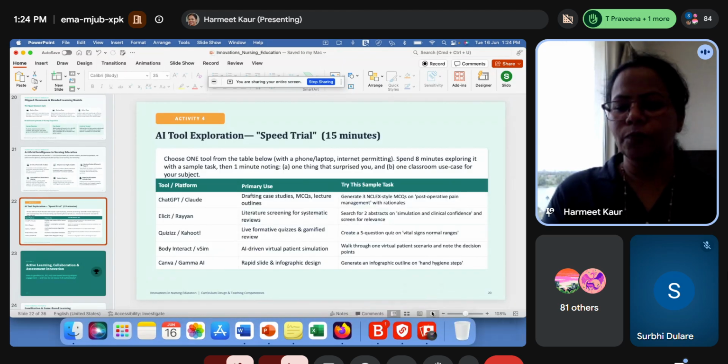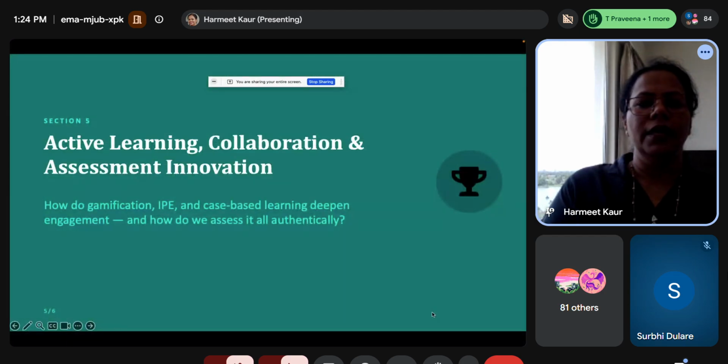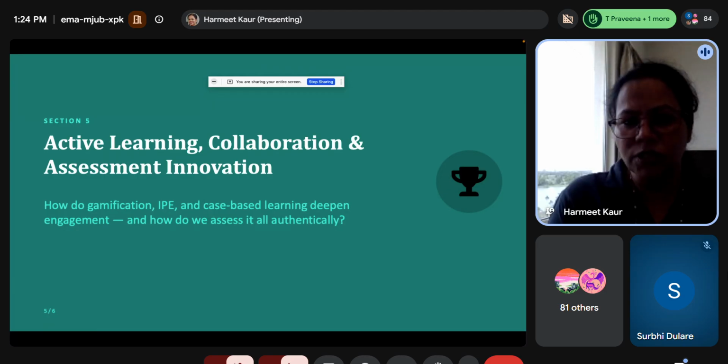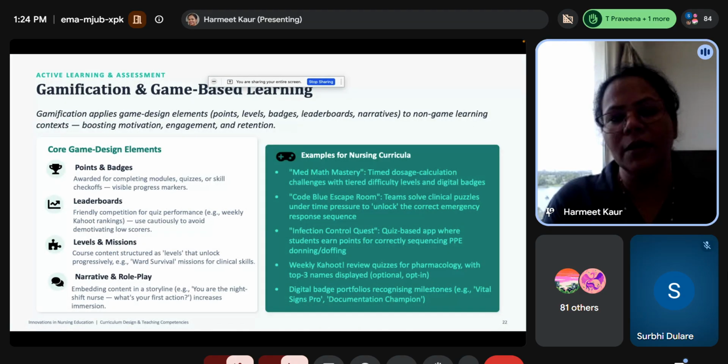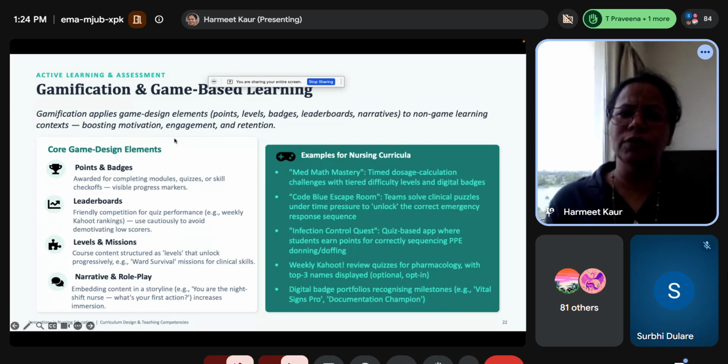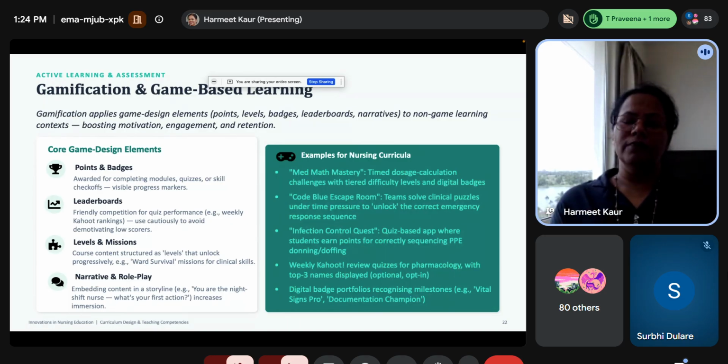Now coming to collaboration and assessment innovation, which are very important. Here particularly gamification, collaboration, and case-based learning can help a lot. Some of you were saying that gamification is very difficult. Gamification is not at all difficult. Like today I'm using Slido. You can use quizzes, you can use Kahoot. Just go and check it. You will be able to utilize this very well in classrooms when you are teaching.